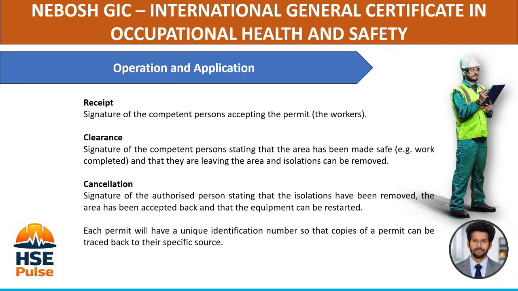Then cancellation. After clearance from the person of the receipt, the authorized person who has issued the permit can cancel the permit, stating that the isolations have been removed, the area has been accepted back, and that the equipment can be started under normal conditions. So this is called cancellation. Now, each permit will have a unique identification number so that copies of a permit can be traced back to the specific source.